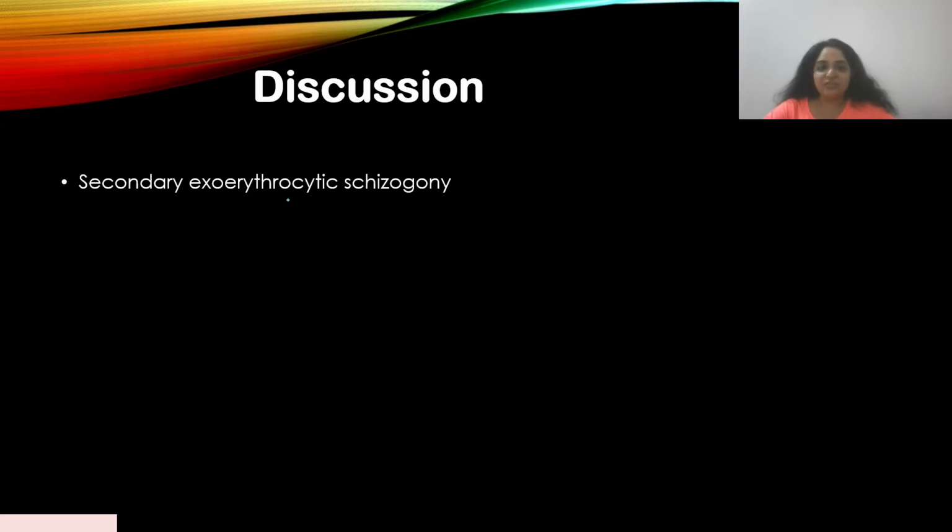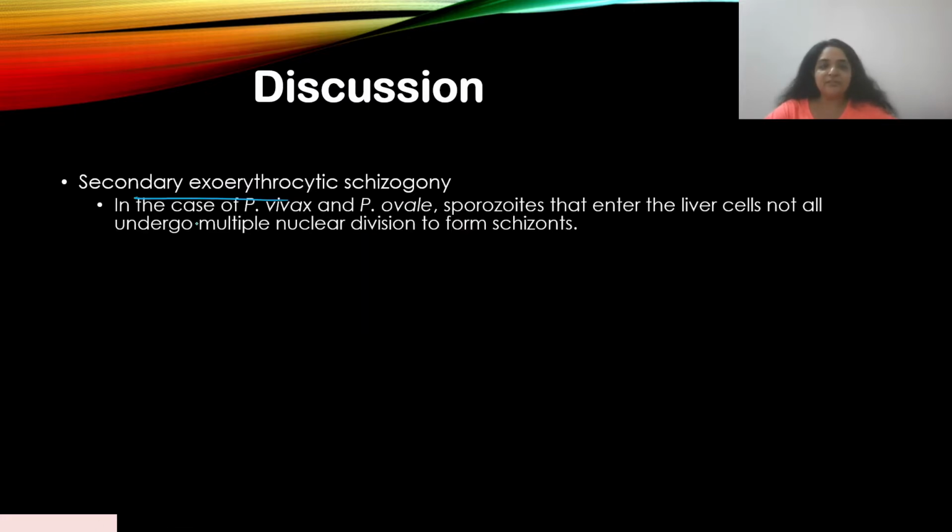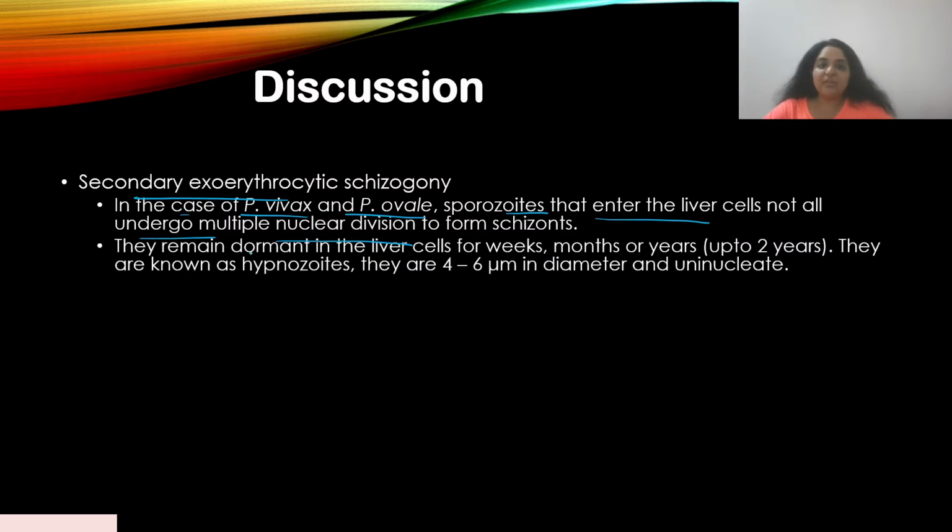Now what is secondary exoerythrocytic schizogony? Now in the case of Plasmodium vivax and Plasmodium ovale, sporozoites that enter the liver cells, not all undergo multiple nuclear division to form schizonts. Remember when initially they form schizonts, but not all of them form schizonts. So they remain dormant in the liver cells for weeks, months, or even years, and they are known as hypnozoites.